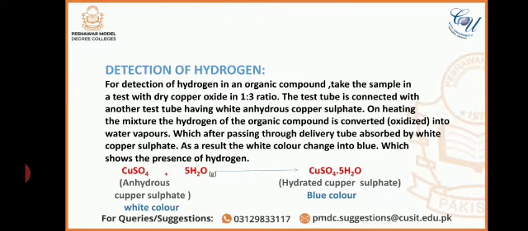On heating the mixture of organic compound and copper oxide, the hydrogen of the organic compound is converted into water vapors, which pass through a delivery tube and are absorbed by the white copper sulfate. As a result, the white color changes into blue, which shows the presence of hydrogen. Anhydrous copper sulfate reacts with 5 moles of water to form hydrated copper sulfate, a blue colored compound.